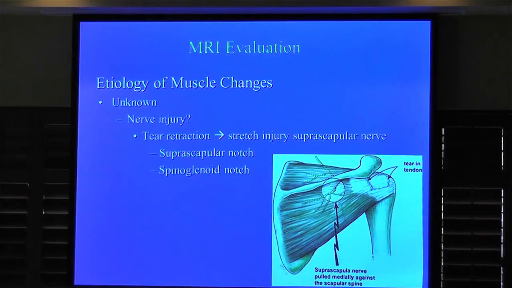The other problem with these massive rotator cuff tears with retraction is they can kink the suprascapular nerve at 2 points, the suprascapular notch and the spinoglenoid notch. And there are EMG studies to prove this, and even with a partial repair, which we'll talk about later, some of the pain relief from the partial repair may be from alleviating the tension or kinking of the suprascapular nerve.